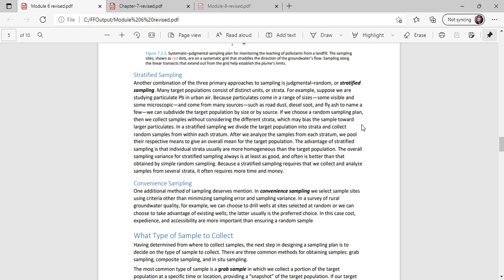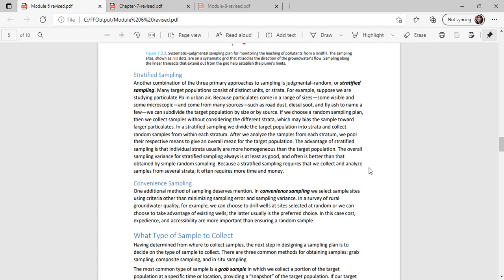We can also choose a random sampling plan, and then we can collect your samples without considering a different nga strata. Okay, in which a bias sample towards your largely particulates. In a stratified sampling nga class, okay, we divide the target population into a strata and collect a random sample from within each stratum. Okay, after we analyze a sample from each stratum, we pull the respective means to give an overall mean for a target population.